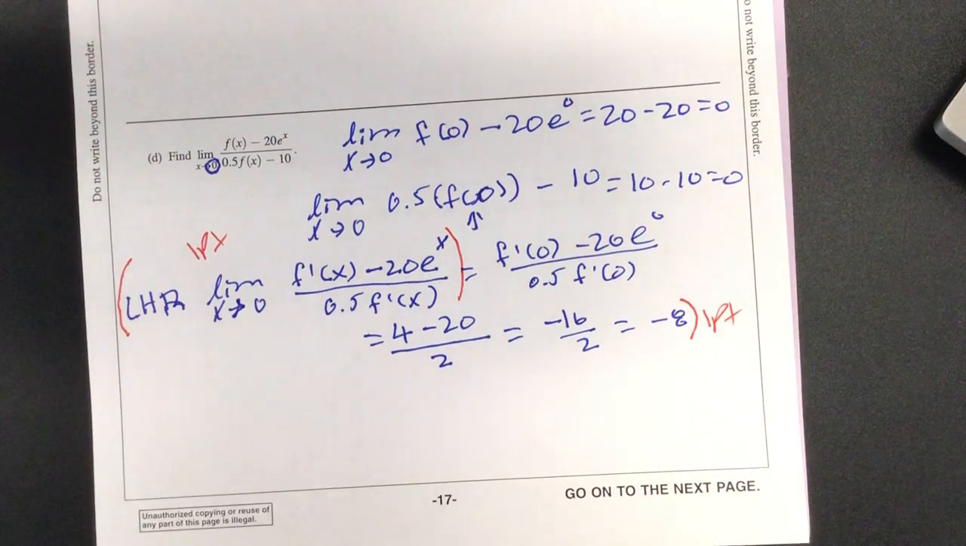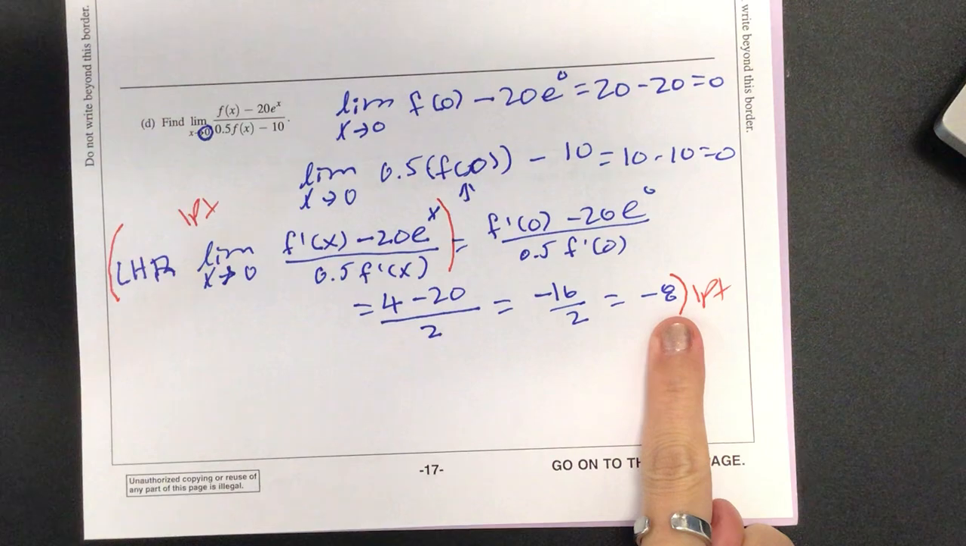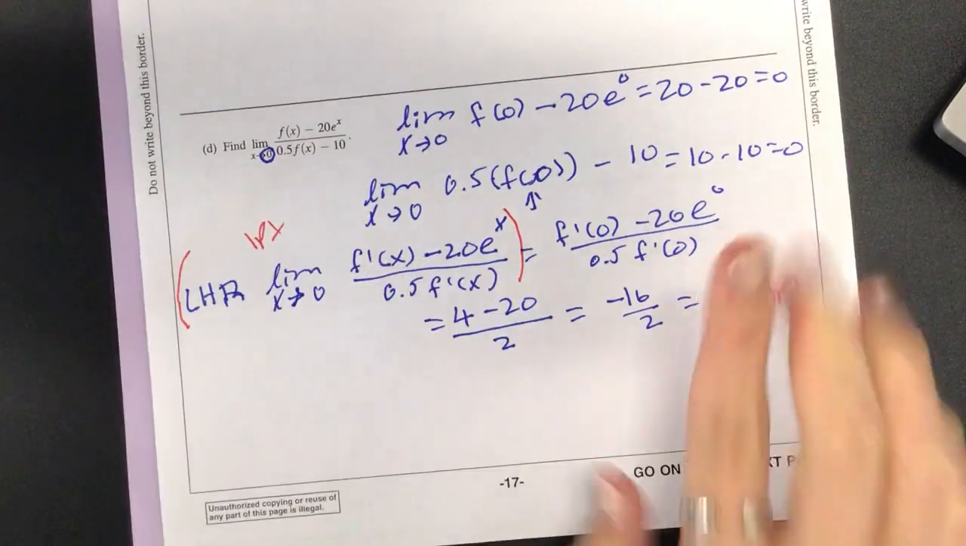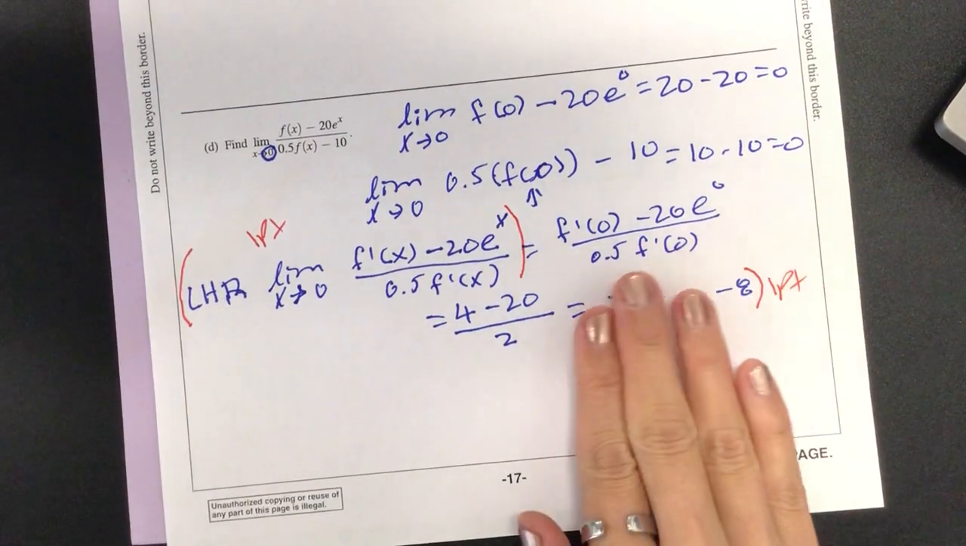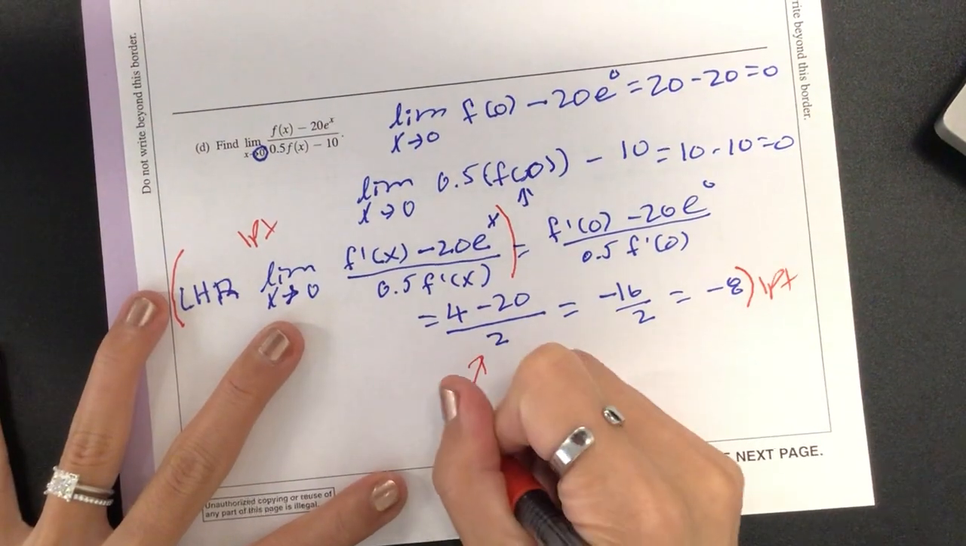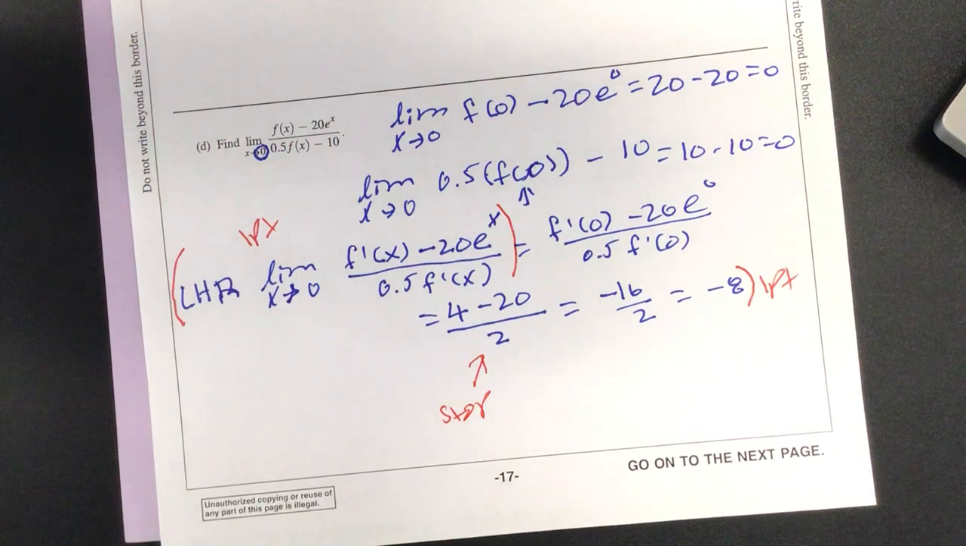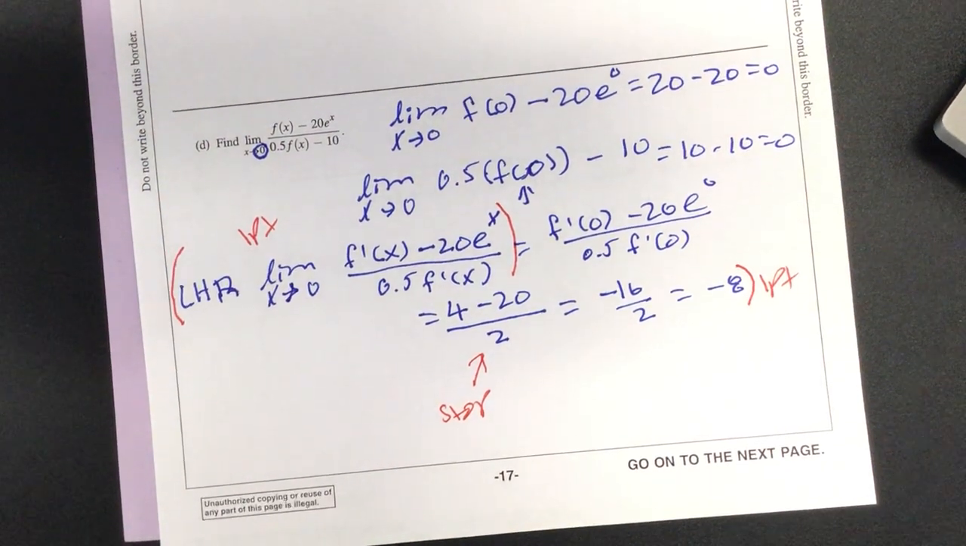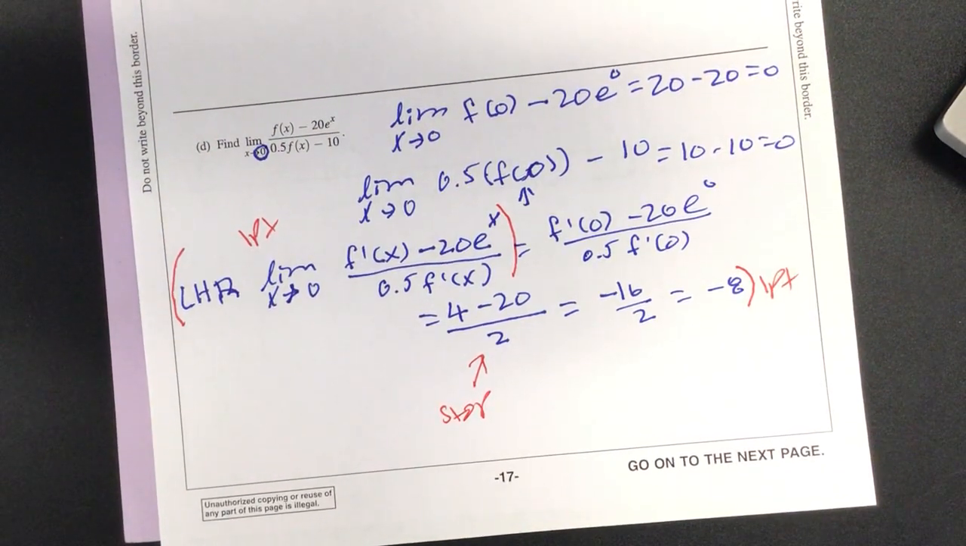But let's talk about where I can stop. Do I have to get to negative 8? You don't have to. Do I have to get to negative 16 over 2? Nope. You could stop right here. As long as you plugged everything in, you could stop right there. And instead of 2 on the bottom, if you wrote 0.5 times 4, that is also okay.